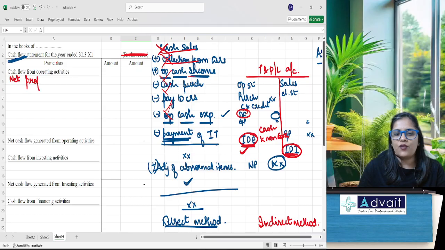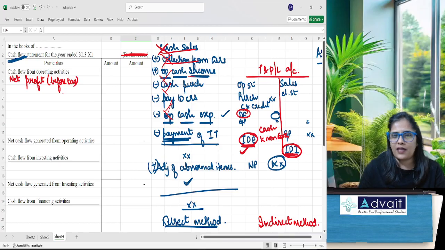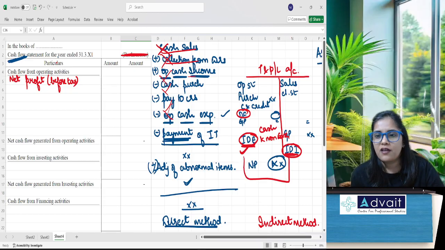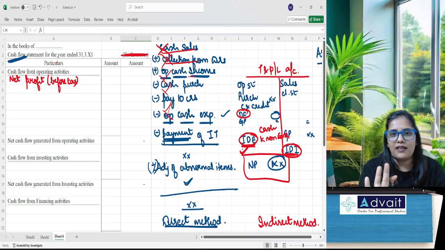We start with net profit. This should obviously be before tax, because we are going to minus tax later. Let's say if they have given you net profit and trading P&L directly, great, take it from trading P&L.